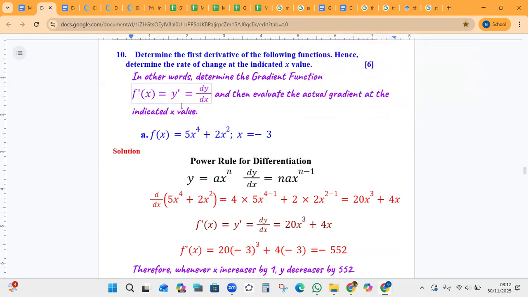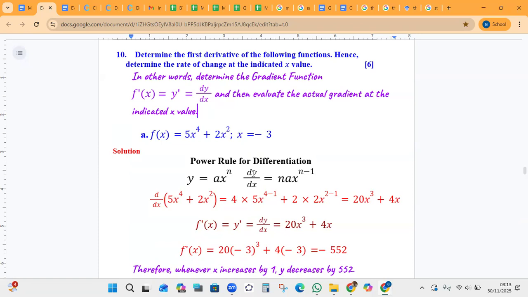So when you see a notation like that, you can say f prime, but at the same time, you can say the gradient function is. Here's the definition of gradient: the rate at which y changes when x increases by 1. x is always increasing by 1, but y either increases or decreases by the gradient value.